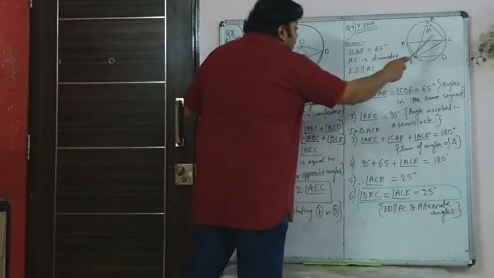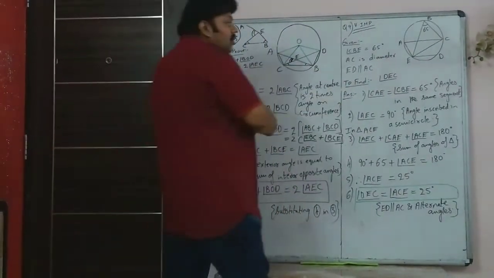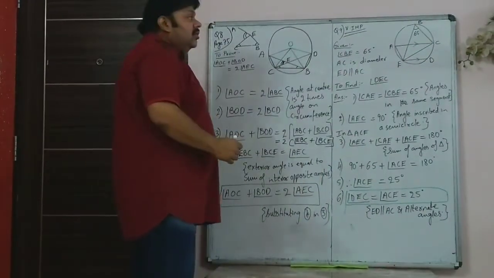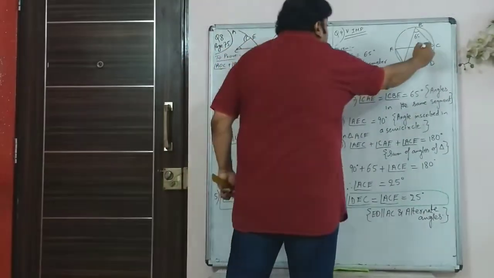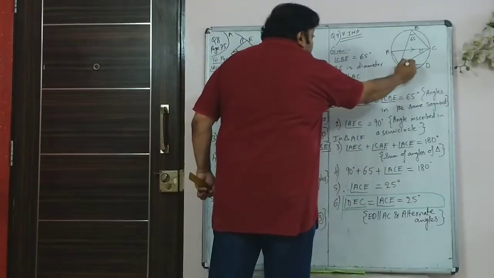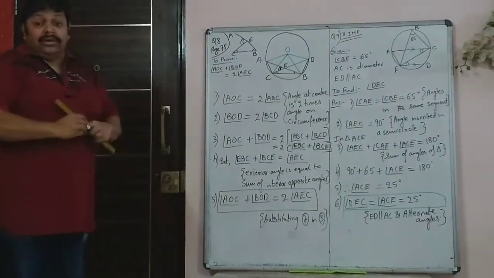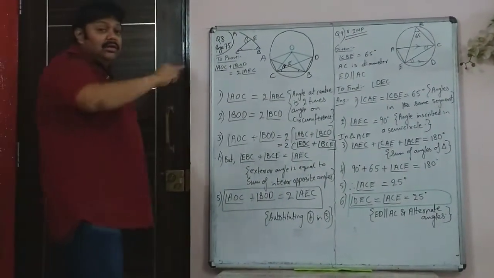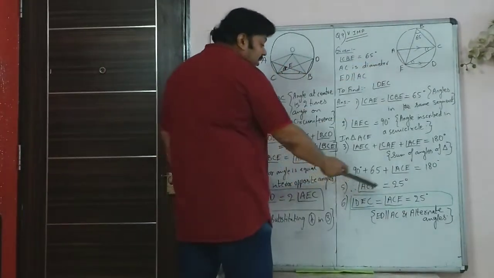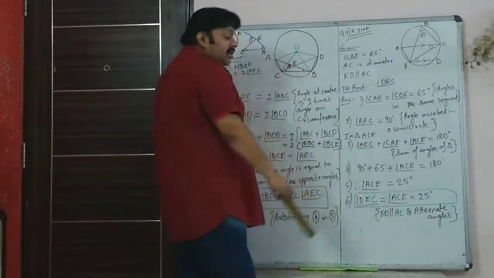Now you are already given in the question that AC is parallel to ED. So obviously this angle out here, which you got as 25, and this angle DEC, those two angles are alternate angles. They form a Z. So these two angles will be equal, and you write the reason: ED parallel to AC and alternate angles.